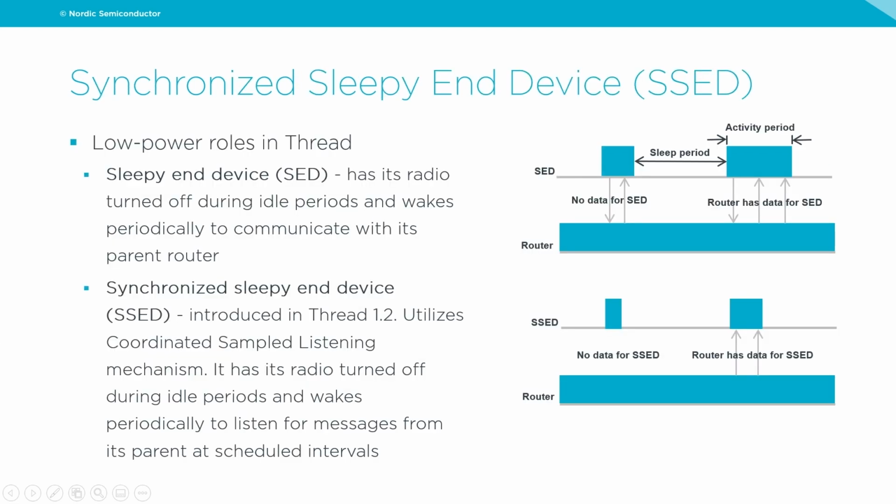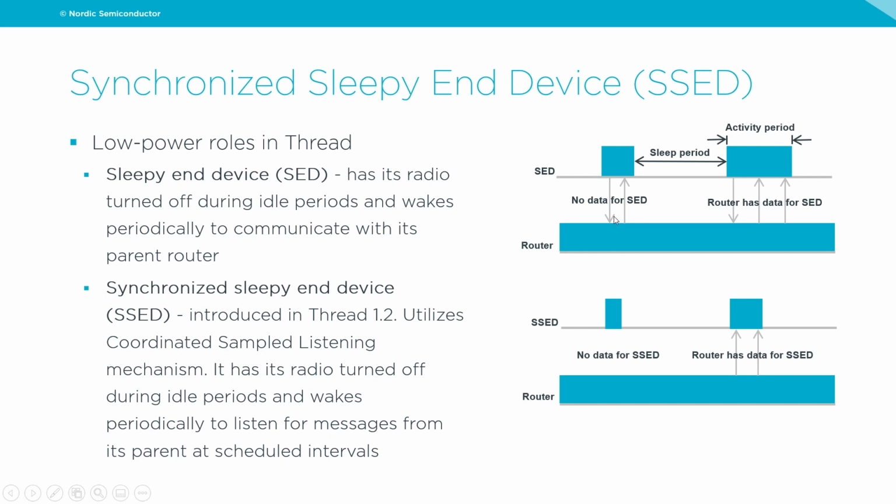So one of the important features introduced by Thread 1.2 is the new low power role, which is called Synchronized Sleepy End Device, SSED for short. So now there are two low power roles available in Thread: the Sleepy End Device, which has been there from the beginning, and the new one, the Synchronized Sleepy End Device. Let's examine the differences between these two roles.